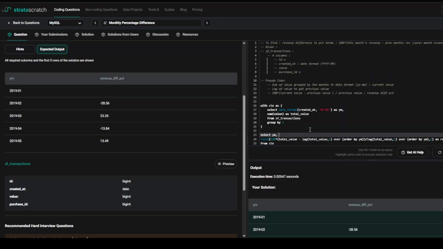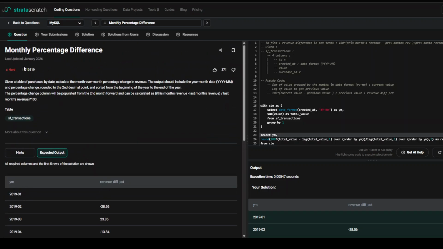So that is the solution for this question. As I said, it was an Amazon tagged question. In fact, it was marked as hard, but it's not really a hard question when you come to think of it. Pretty much straightforward. Just uses lag. So yeah, that is pretty much it.